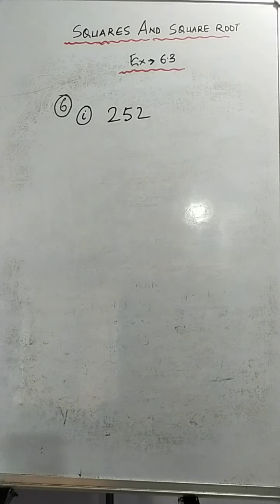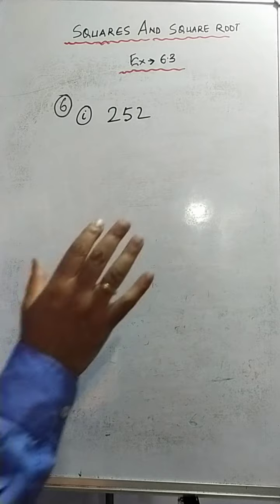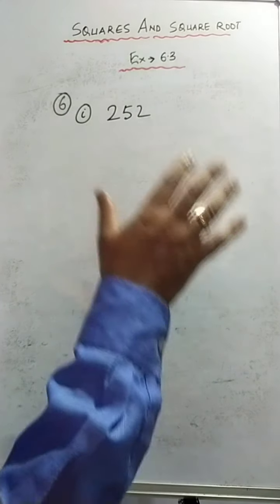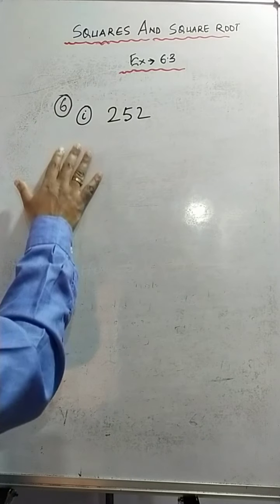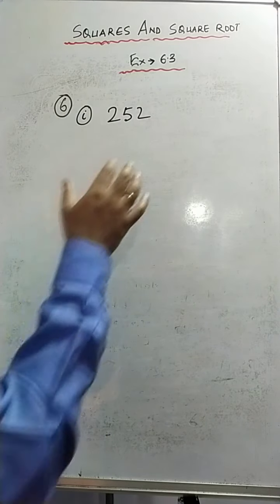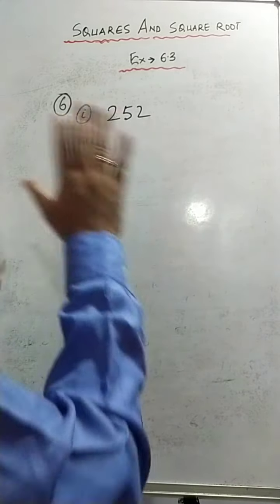Students, now in this session I will explain sum number 6 of exercise 6.3, chapter Squares and Square Roots. Okay, now in question number 6, the only difference between question number 6 and 5 is that in question number 5 you were supposed to multiply by the smallest whole number. Now in this question number 6 you have to divide the required number by the smallest whole number. Okay, the initial process is very similar.